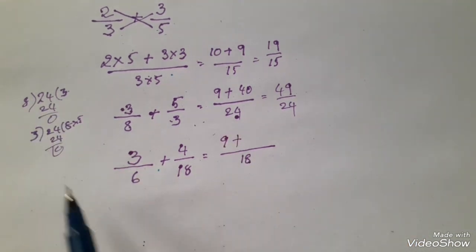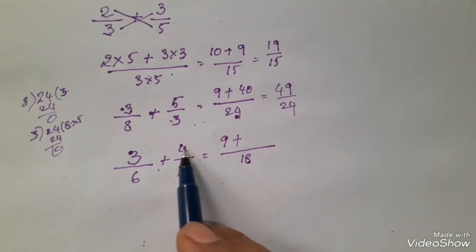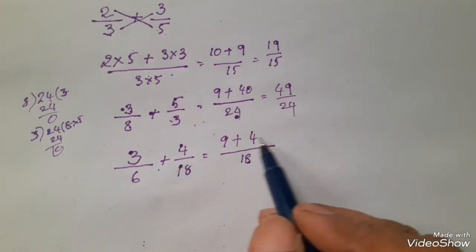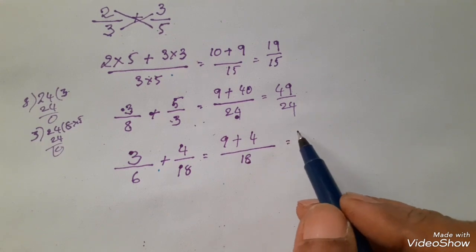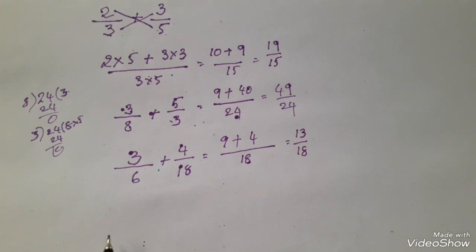Same as the way we did here. Now 18 divided by 18, we get 1. 1 into 4, 4. 9 plus 4, how much? 13 by 18. The same way we can do subtraction also.